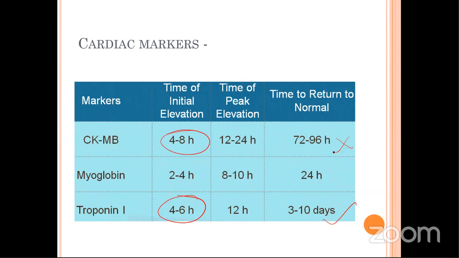And the earliest marker is myoglobin. See, it appears within 1 hour. And it is also the earliest to disappear.